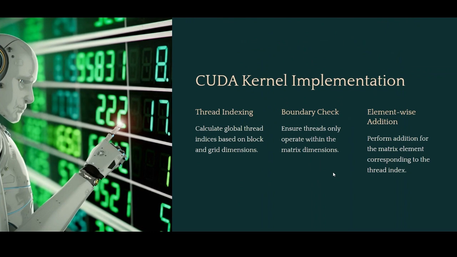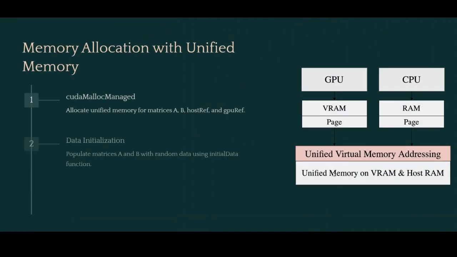CUDA kernel implementation: thread indexing, boundary check, element-wise addition. Calculate global thread indices based on block and grid dimensions. Boundary check: ensure threads only operate within the matrix dimensions. Element-wise addition: perform addition for the matrix element corresponding to the thread index.